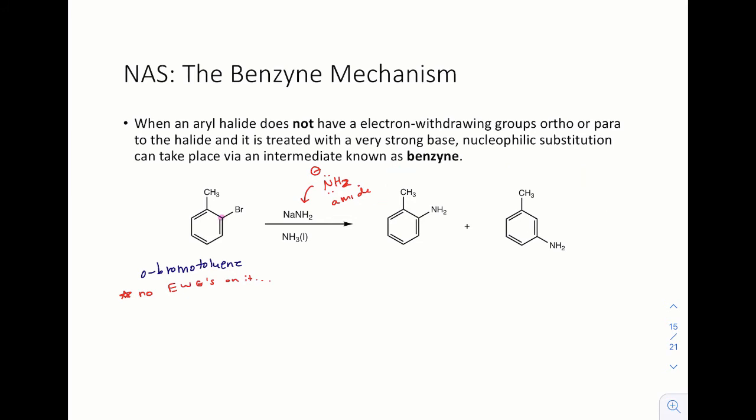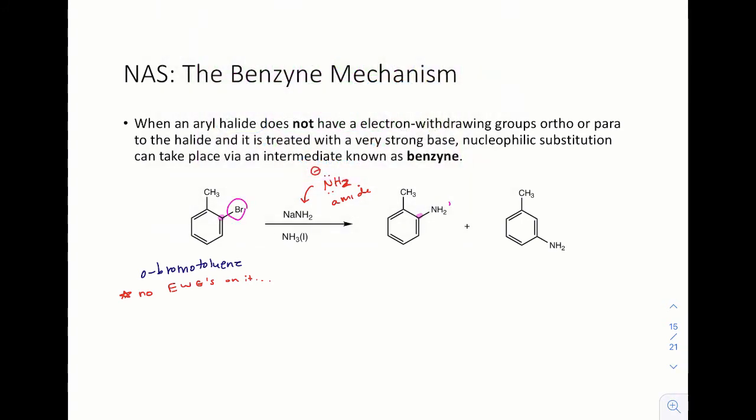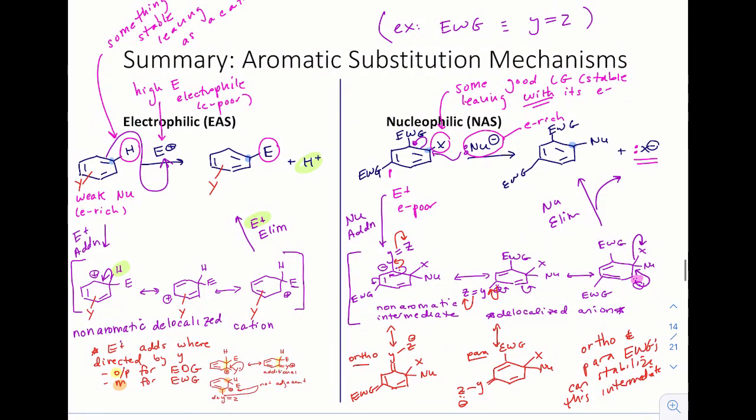Initially, it might look like a nucleophilic aromatic substitution reaction is happening because one of the products has the amide NH2 on the same carbon that the bromine was, and bromide has left. So it looks like perhaps there was a nucleophilic aromatic substitution reaction. But there are no electron withdrawing groups on the ring. So this is probably not a nucleophilic aromatic substitution reaction, right? The electron withdrawing groups are necessary to accept the negative charge in the non-aromatic anion.